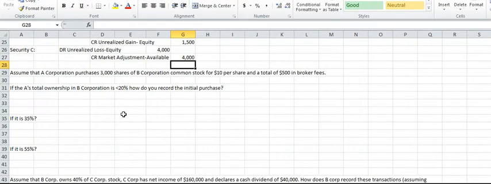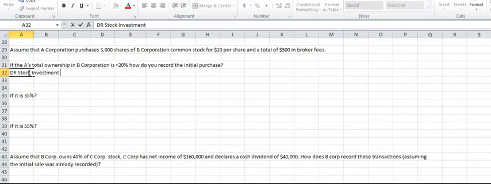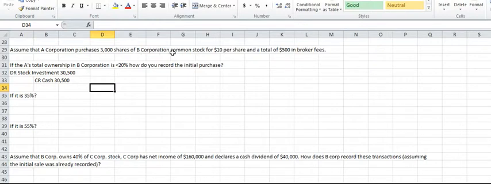Okay, let's go down here and let's look at the next question. Assume that A Corporation purchases 3,000 shares of B Corporation common stock for $10 a share and a total of $500 in broker fees. Assuming that A's total ownership in B after this purchase is less than 20%, how do you record the purchase? When we're recording purchase of stock investments, we're going to use the cost principle, and we're just going to total up the total cost of this transaction. So it costs $30,500 of cash in total for us to get these stocks. So the cost of the stocks plus the broker fees.